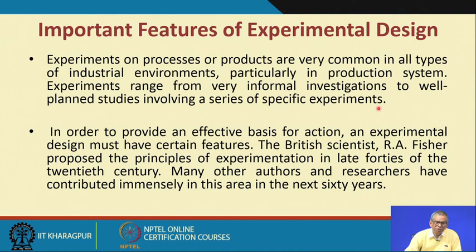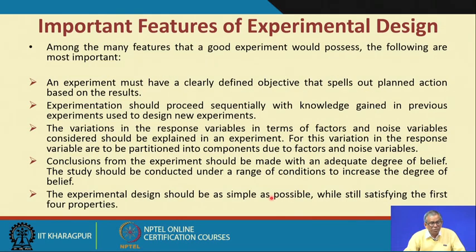We carry out the experiments, and then whatever results you get, you try to get them verified in actual conditions. In order to provide an effective basis for action, an experimental design must have certain features. So, who is the pioneer? The British scientist R.A. Fisher proposed the principles of experimentation in the late 40s of the 20th century. He is the pioneer. Many other authors and researchers have contributed immensely in this area in the next 60 years.